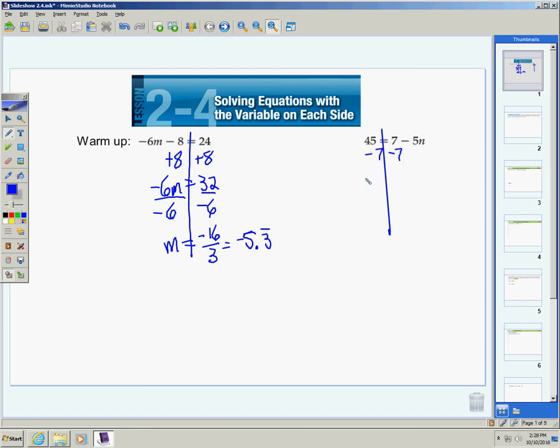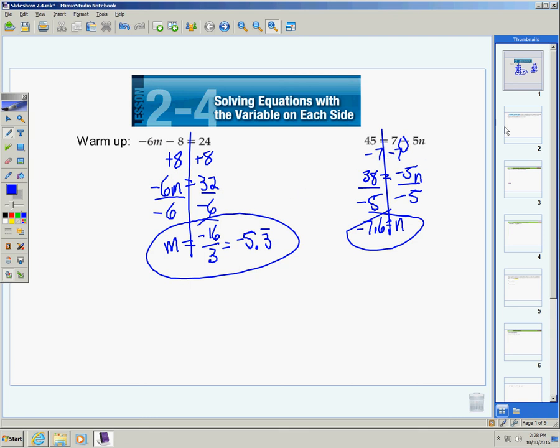So I get 38 equals, and don't forget this minus sign, it's in front of the 5n, so it's still going to be here. And then I'm going to divide each side by negative 5. And you could leave this as negative 38 fifths, but if you wanted to get a decimal, it would be negative 7.6 equals n. Hopefully both of these were pretty easy reviews for you.